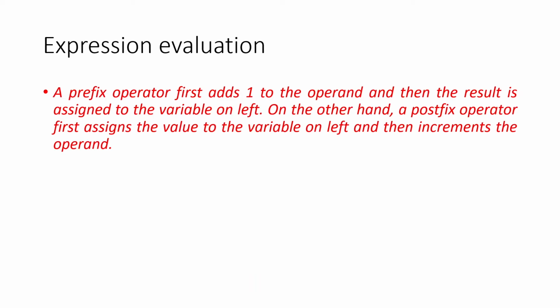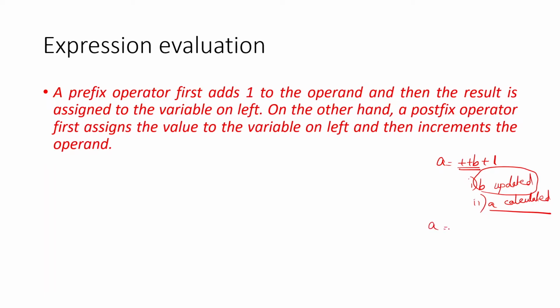A prefix operator first adds 1 to the operand and then the result is assigned to the variable on the left. On the other hand, a postfix operator first assigns the value and then increments the operand. So there are two things to do when we write, say, a = ++b + 1. If we write like this, there are two things. First, the b value needs to be updated, and second, a needs to be calculated. So in pre-increment, first b is updated and then a is calculated.